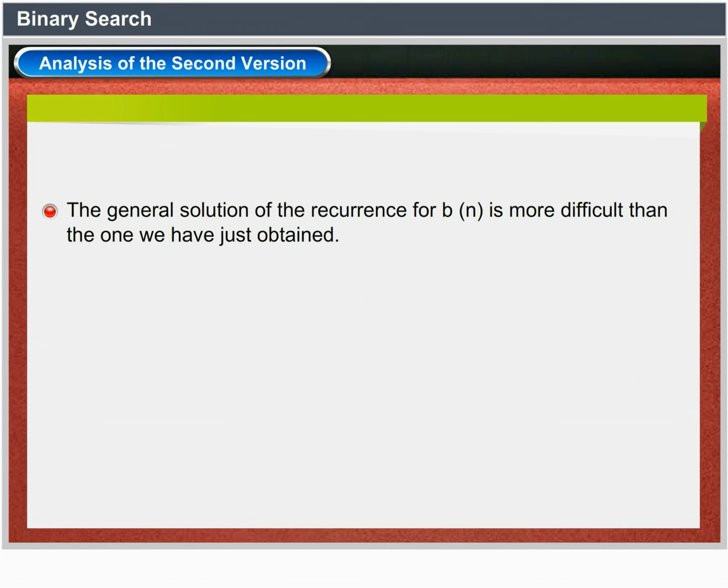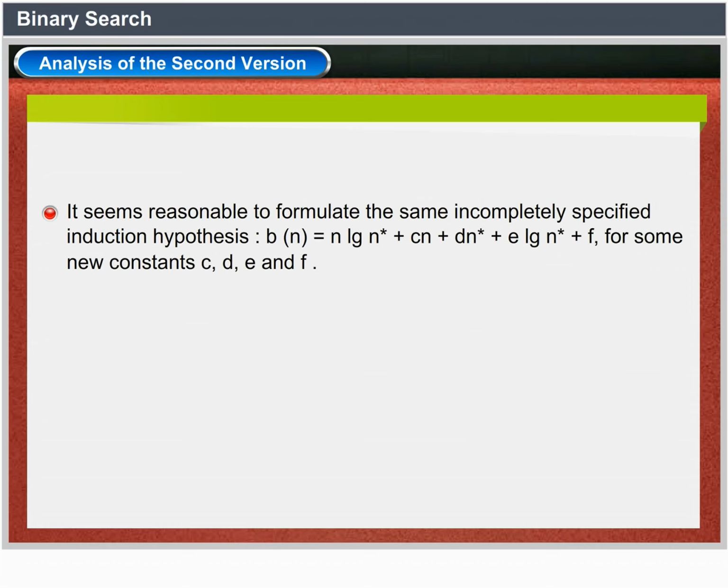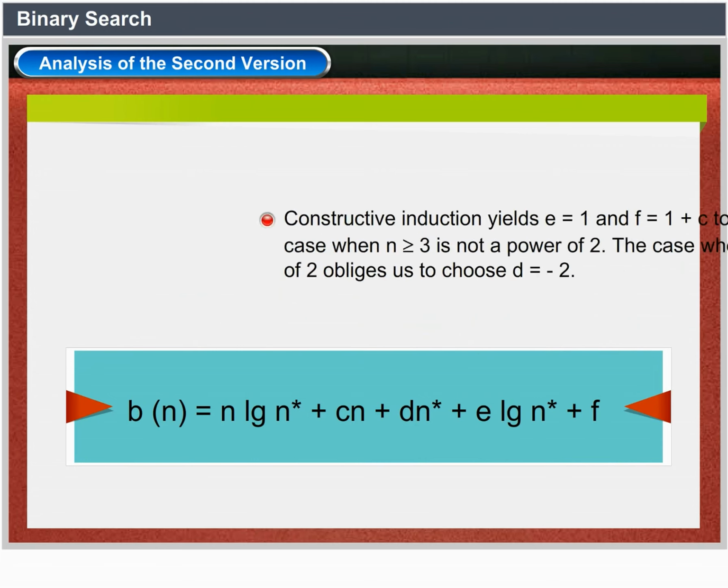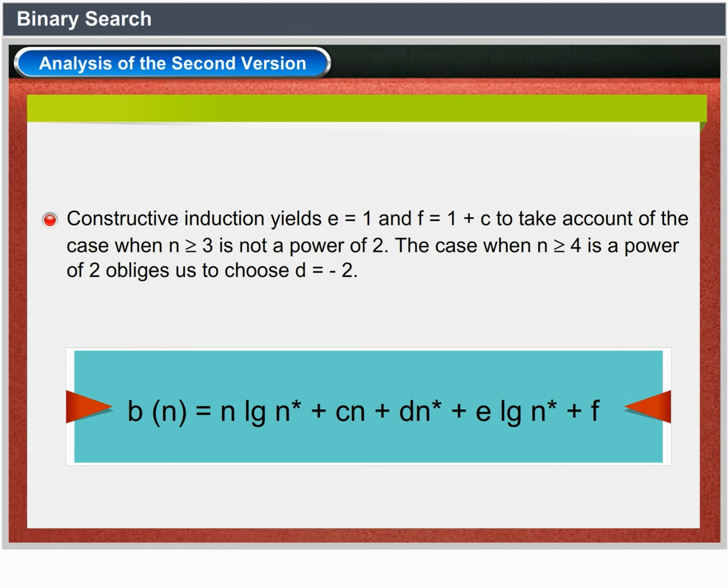The general solution of the recurrence for B of n is more difficult than the one we have just obtained. It seems reasonable to formulate the same incompletely specified induction hypothesis: B of n equals n log n star plus Cn plus dn star plus E log n star plus f for some new constants C, D, E and f. Constructive induction yields E equals 1 and f equals 1 plus C to take account of the case when n greater than or equal to 3 is not a power of 2.